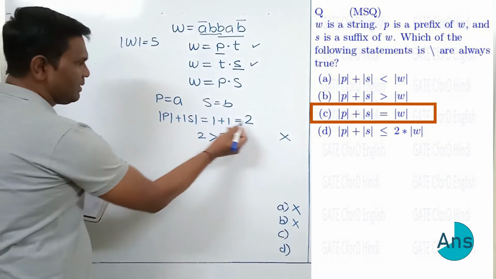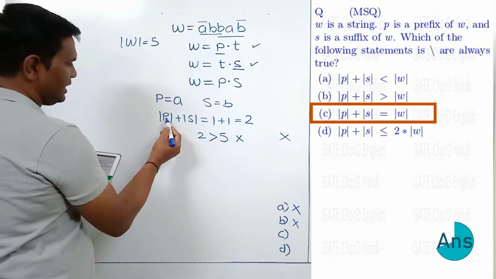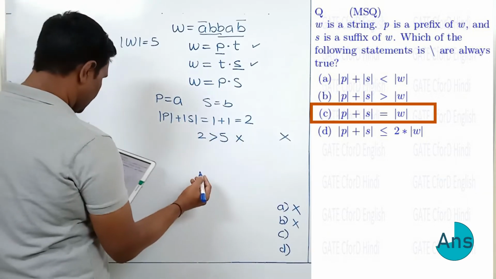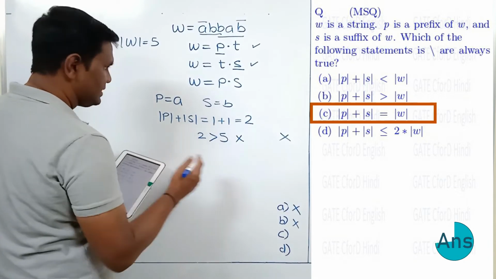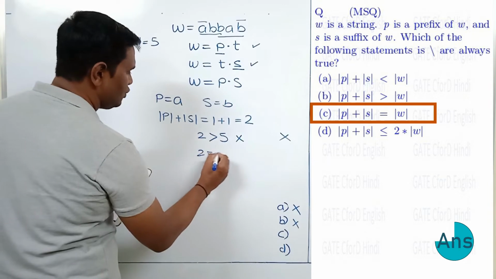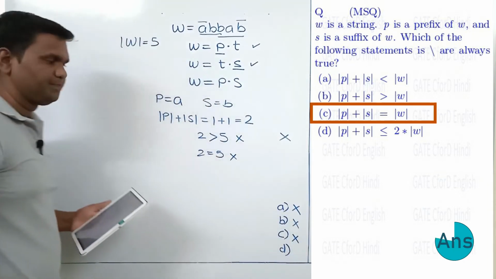If you consider the same example, then length of P plus length of S is 2 and option C says length of P plus length of S is equal to the length of the string. So 2 equal to 5. This is also not correct. Option C is also wrong.